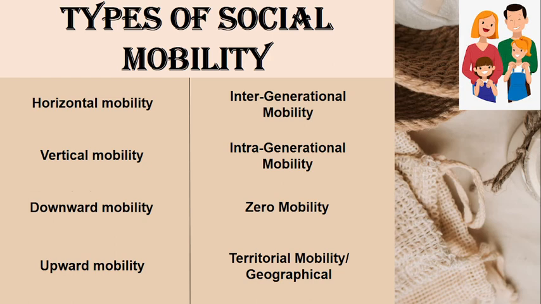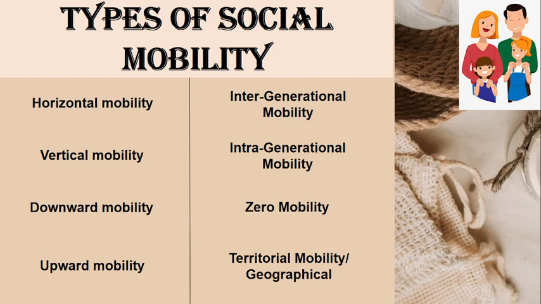Horizontal mobility occurs when a person changes their occupation, but their overall social standing remains unchanged. For example, if a doctor goes from practicing medicine to teaching in a medical school, the occupation changed, but their overall social standing likely remains the same. Everybody will consider him a doctor, no matter if he is treating someone or teaching in class.